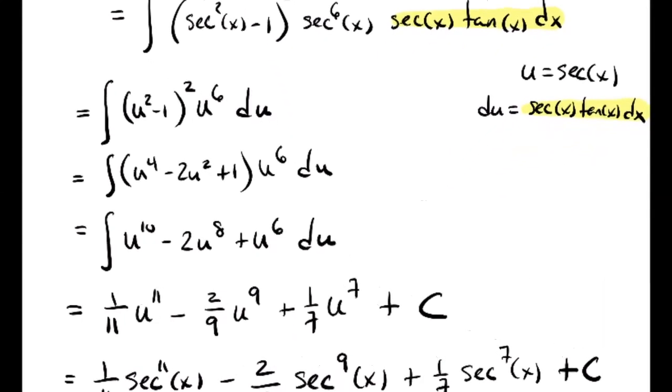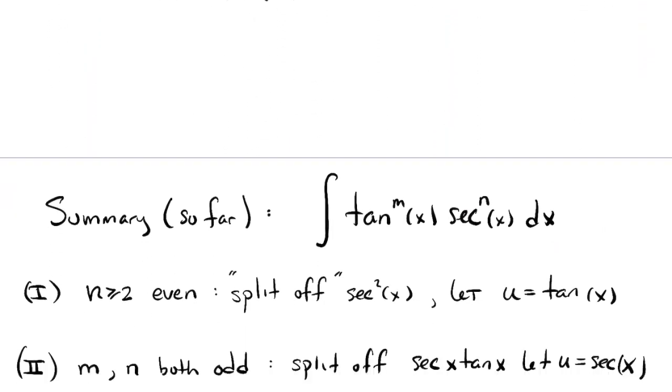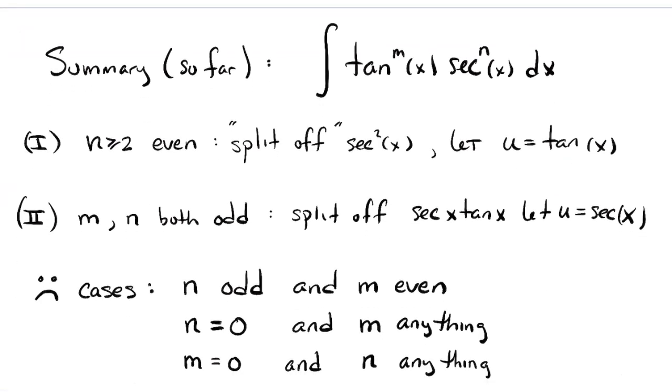Okay? So good. We sort of know what to do if the exponent on secant is even. We know what to do if they're both odd. Let's summarize that. So just real quick summary, you're looking at an integral tangent to the m, secant to the n. Well, if n is even, and at least 2, so there's at least 2 powers of secant there, I'm using this kind of informal terminology, split off a secant squared and let u equal tangent. Okay, du is secant squared dx. That was like the first example. Or maybe both m and n are odd. If that's the case, split off a secant tangent and let u equal secant.